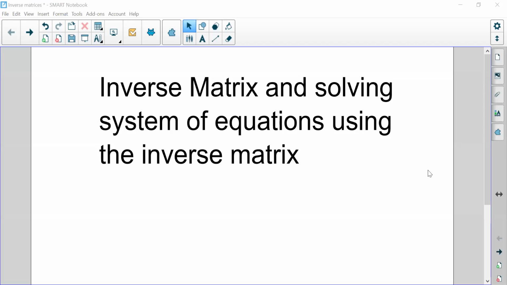Today we're going to learn a new method of solving systems of equations, and we're going to use what's called the inverse of a matrix. So before we can get to solving systems of equations involving inverse matrices, we first have to figure out what an inverse matrix is. So that's where we're going to be starting today.